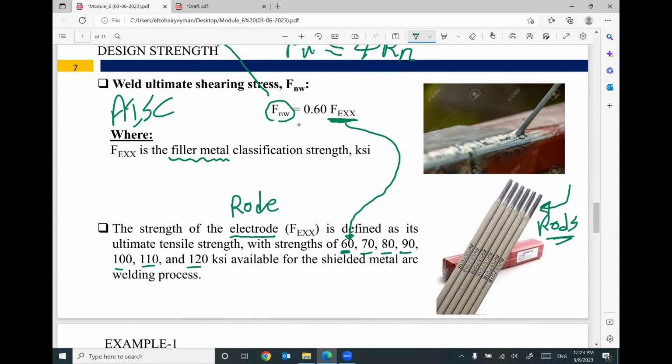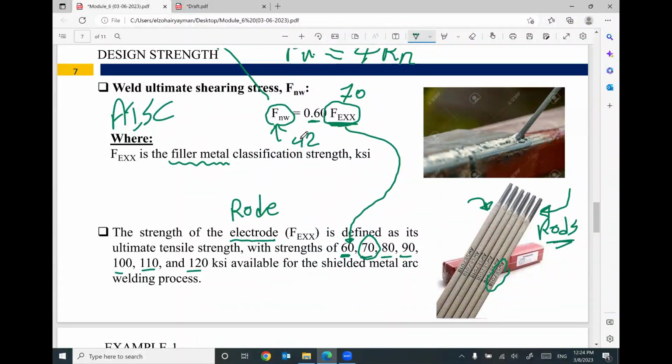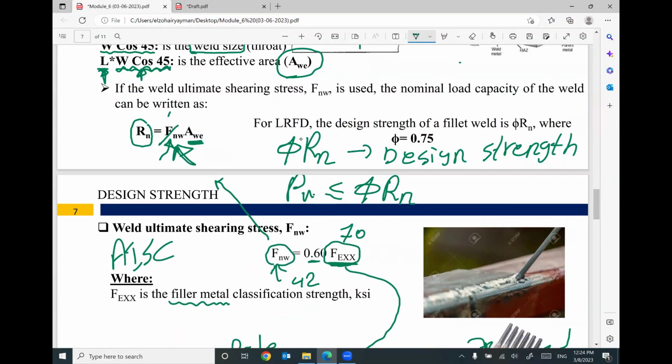So if you go to Lowe's and you are asking for these rods, the question is, what is the classification? What is the category? If you look to these numbers, you will find this one is 70. So the value of FEXX is 70. Go ahead and multiply it by 0.6. You can get this value for D2. Once you get this value for D2, put it here for D2.